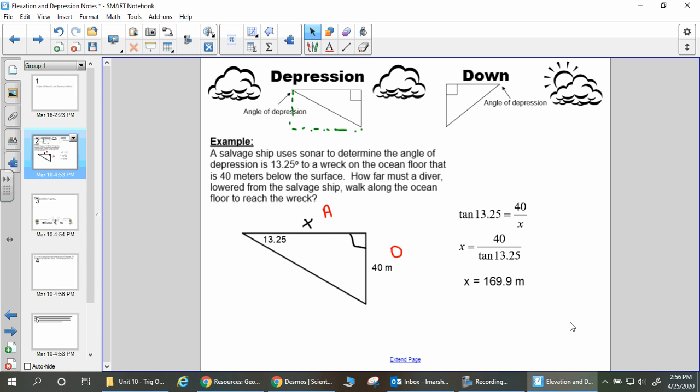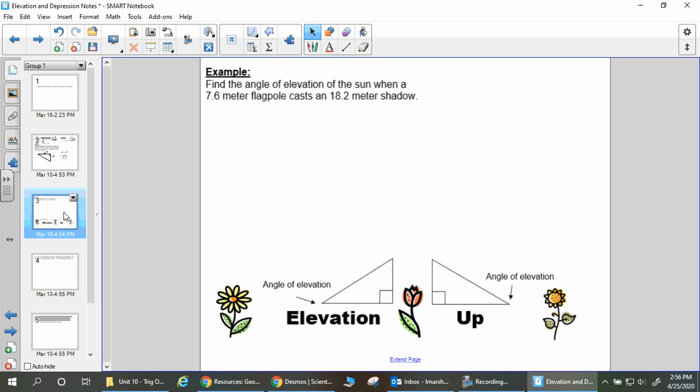Okay. So if we're talking an angle of depression, horizontal line up at the top, the angle comes down from the sky. Okay. An angle of elevation, if you look at the bottom here, elevation means it's coming up. So now my horizontal line will be at the bottom. The angle is the angle that's coming up, making that hypotenuse sort of extend up into the sky as far as it needs to. So when it says find the angle of elevation of the sun when a 7.6 meter flagpole casts an 18.2 meter shadow.